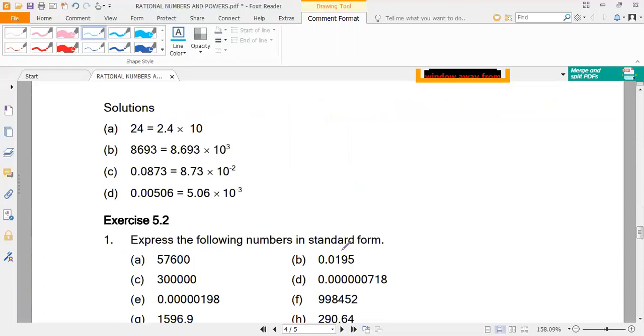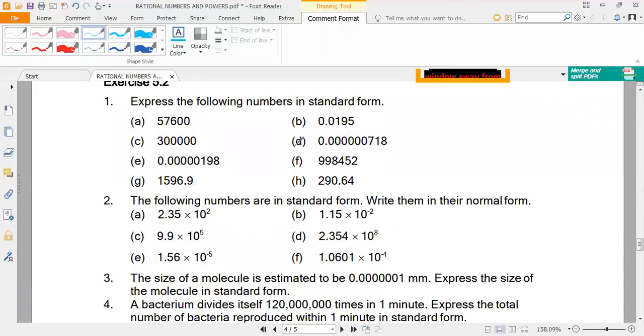So that's what we do every time we are dealing with writing numbers in standard form. You can see, like in this case, you'll have to move 1, 2, 3, 4, 5, 6, 7 steps in front. So the answer will be 7.18 multiplied by 10 to the power of negative 7, since we moved 7 steps in front.